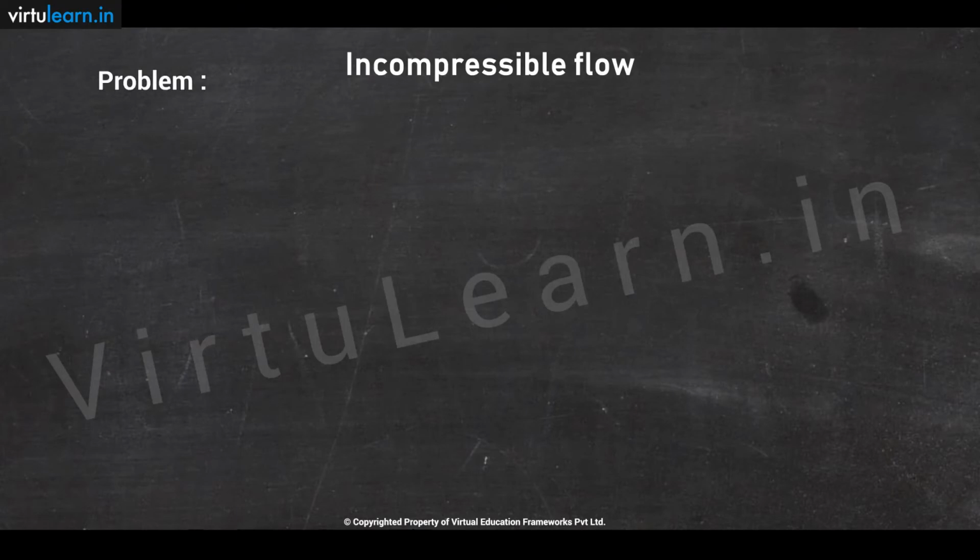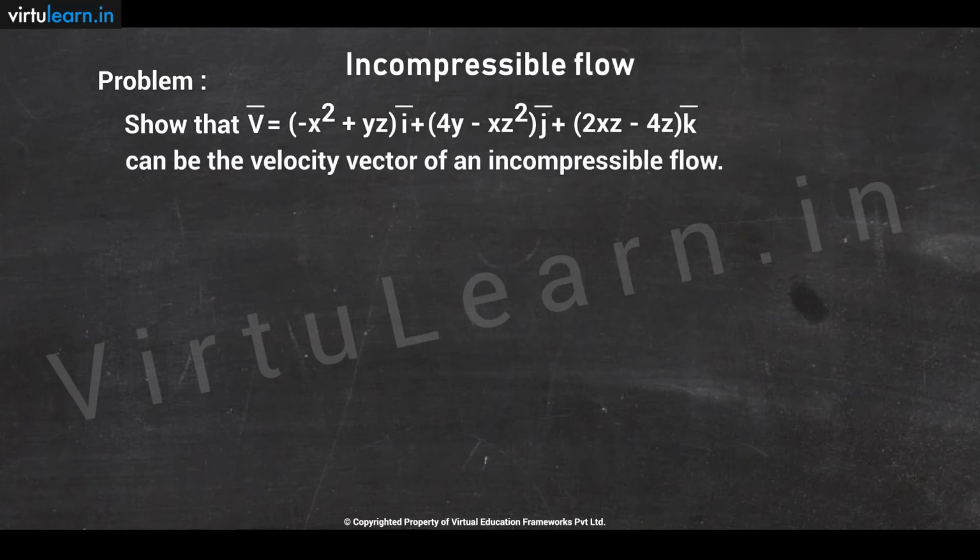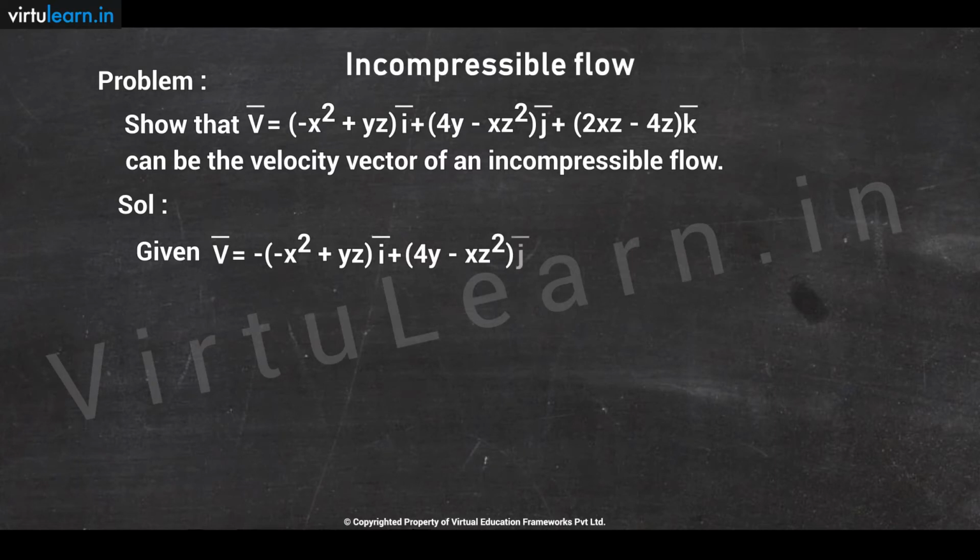In this problem, a vector function is given and the question is whether it can be the velocity vector of an incompressible flow. V bar is given here as (minus x square plus yz) i bar plus (4y minus xz square) j bar plus (2xz minus 4z) k bar. We know that the flow is incompressible if divergence of the velocity vector is 0. So we see whether divergence of this given velocity vector is 0 or not.